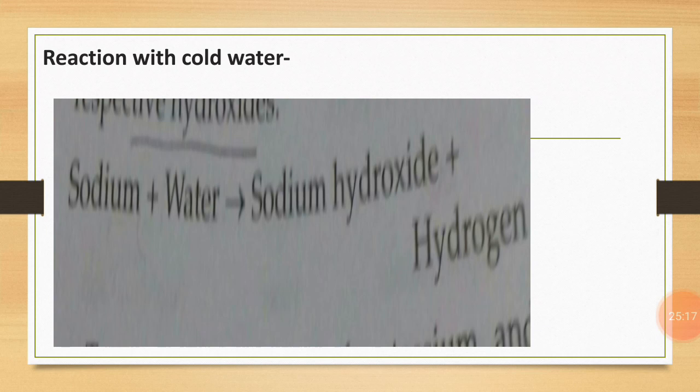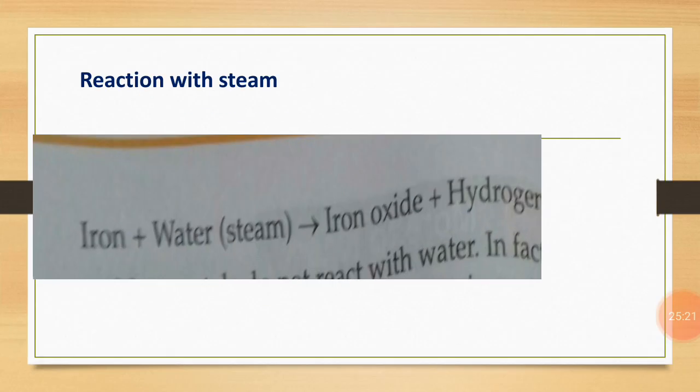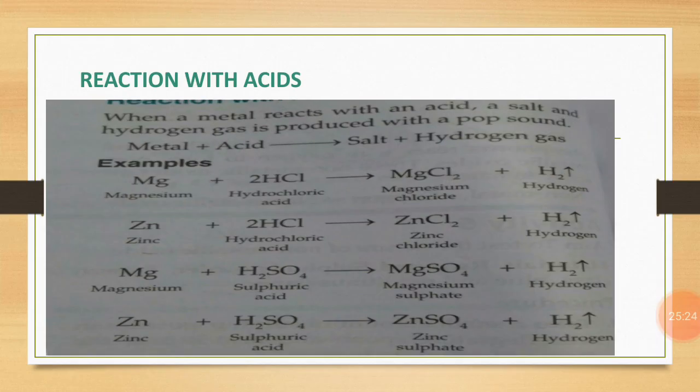Reaction with steam, that I have already told you. Now we are going to know about the reaction with acids. Whenever a metal reacts with acid, there is a formation of the salt and a gas is released. That gas is the hydrogen gas. For example, when magnesium, the symbol of magnesium is Mg, reacts with hydrochloric acid, there is formation of magnesium chloride plus hydrogen gas is released.